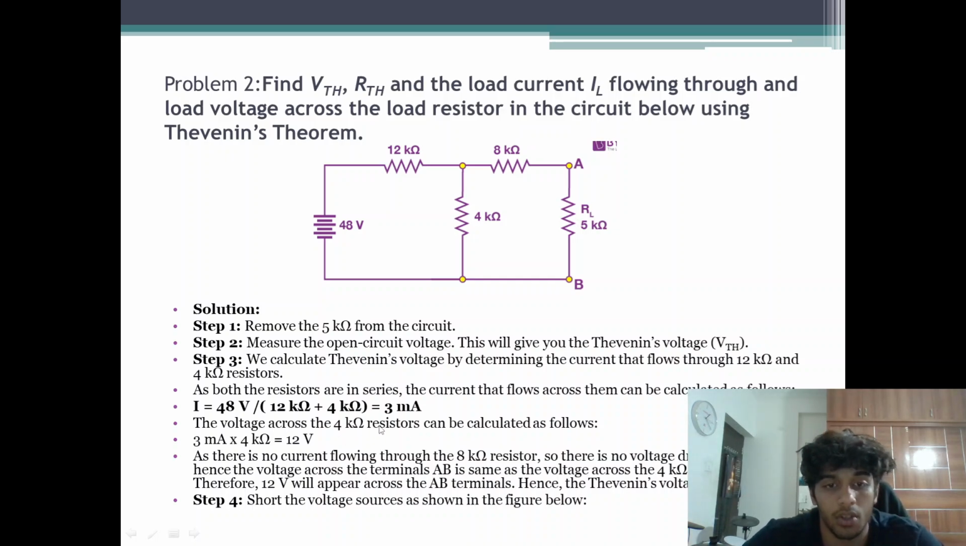Now the voltage across the 4K resistor can be calculated as follows, and this is also another equation where they calculate how much voltage is in the current. As there is no current flowing through the 8 kilohm resistor, there is no voltage drop across it, and hence the voltage across terminals A and B is the same as the voltage across the 4K resistor. Therefore, 12 volts will appear across the AB terminals. Hence, the Thevenin's voltage VTH equals 12 volts.